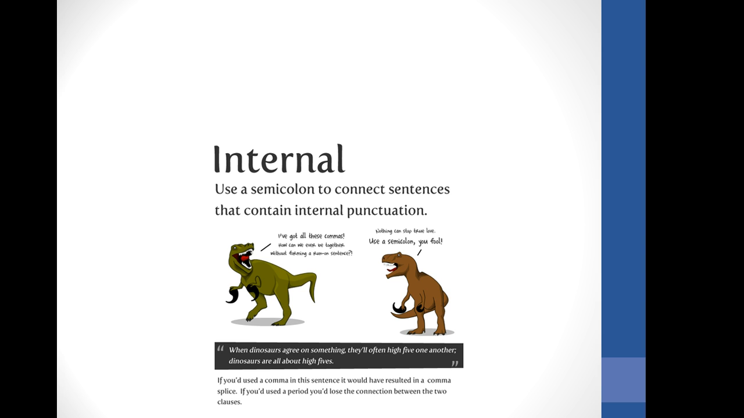The reason you want to do this is because a period really means a definite end. You don't have continuation after it, whereas the semicolon is more fluid. It's a little bit more like a comma. It's a pause, but it's not a drastic pause. So in this case, we're wanting to explain that the dinosaurs are all about high fives, therefore they high five whenever they agree on something. It's all one thought, so they want to be brought together in a single sentence.